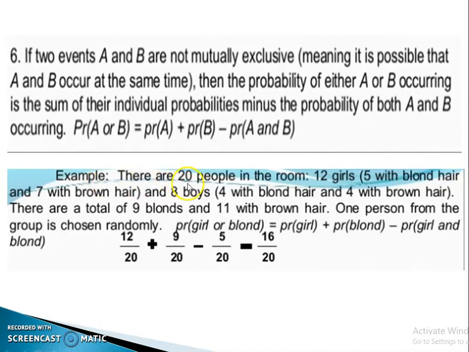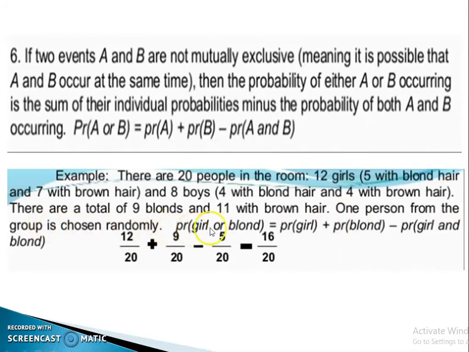Example, there are 20 people in the room, 12 girls, 5 with blonde hair and 7 with brown hair, and 8 boys, 4 with blonde hair and 4 with brown hair. There are a total of 9 blondes and 11 with brown hair. One person from the group is chosen randomly.